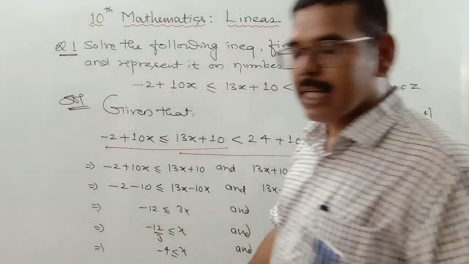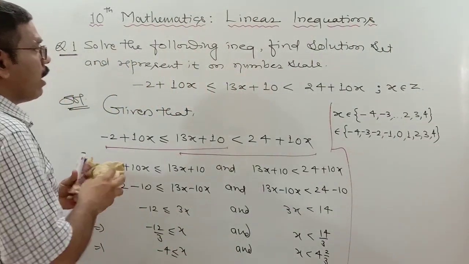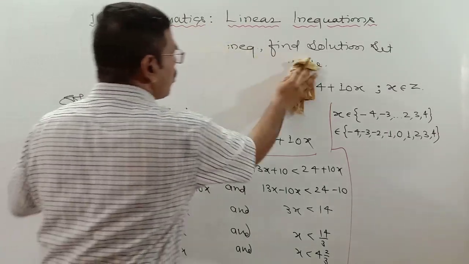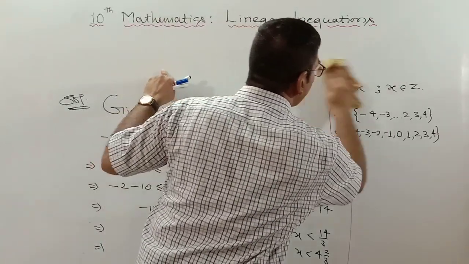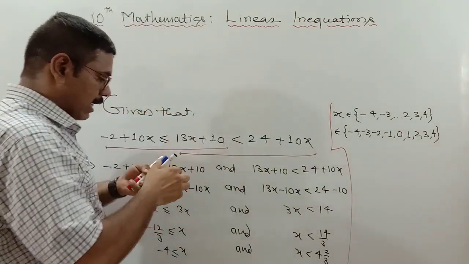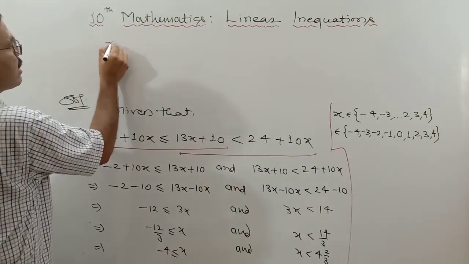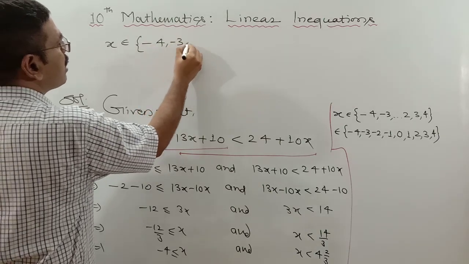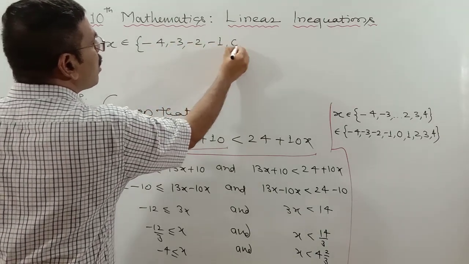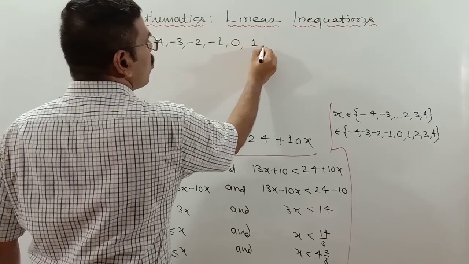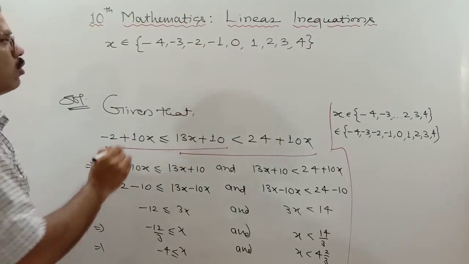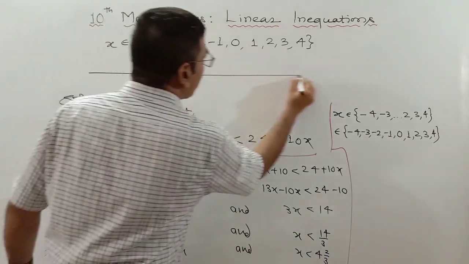Is it clear? I am just cleaning up that question. See, the question was that we have to represent it on the number scale. Now I am writing the answer once again, the solution set. So minus 4, minus 3, minus 2, minus 1, 0, 1, 2, 3, 4. This is the solution set. Now the representation on the number scale.